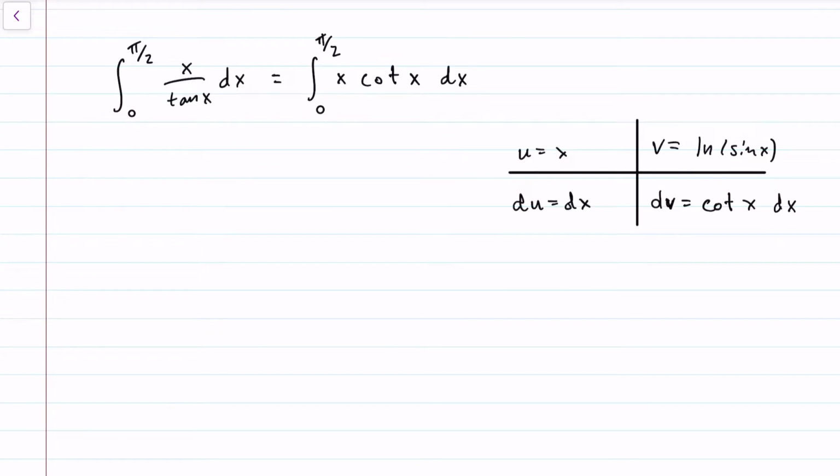Now, by the integration by parts formula, this is uv minus the integral of v times du. So that means this will be equal to uv, which is x ln of sine, evaluated between the limits, and then minus the integral from 0 to pi over 2 of v du, which is just ln of sine of x dx.